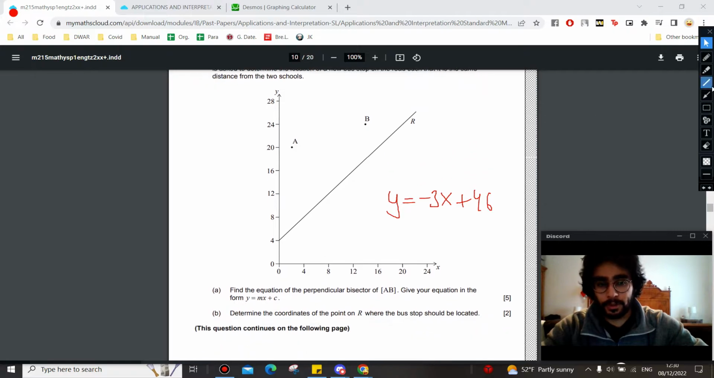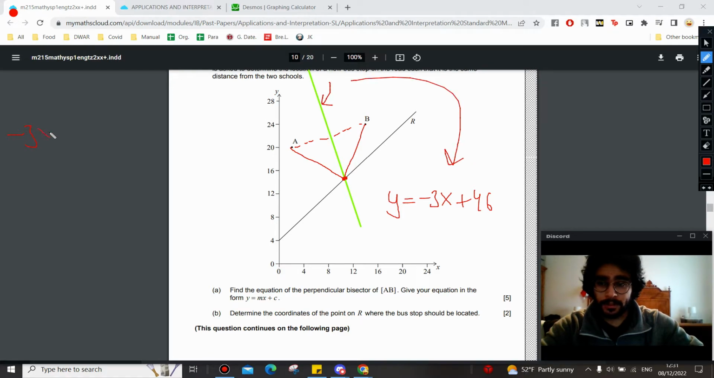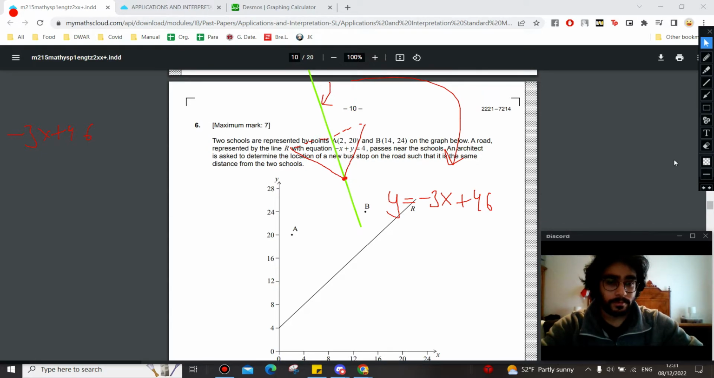Well, this is now an easier question because we said that we need to have this dotted line between A and B, and then we have a point here, which is the bus stop. That's fine. And then these two distances should be equal, etc. And then we had this bisector. That's also fine. But how can we find this intersection point? Well, the intersection point of the two lines is found by equating the equations of the lines. The first one has the formula given like this: minus 3x plus 46. The second one, this line R, is given to us already in the question, which is minus x plus y equals 4. Okay, so I need to equate these two equations.